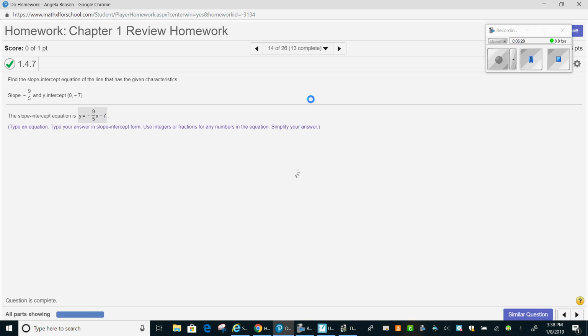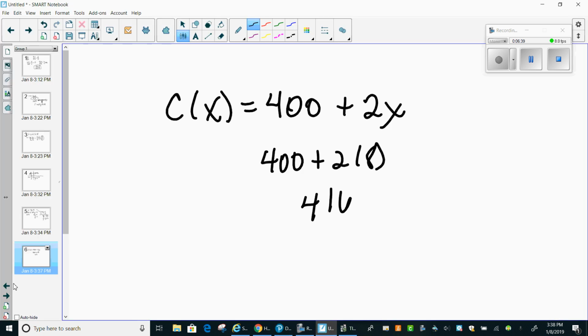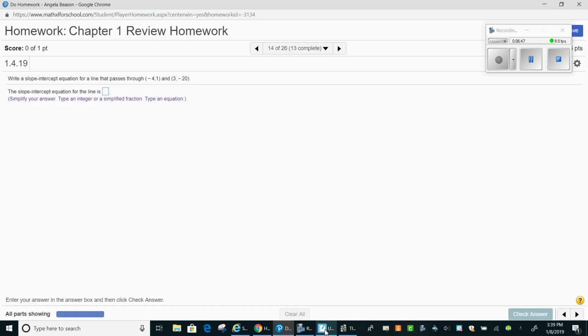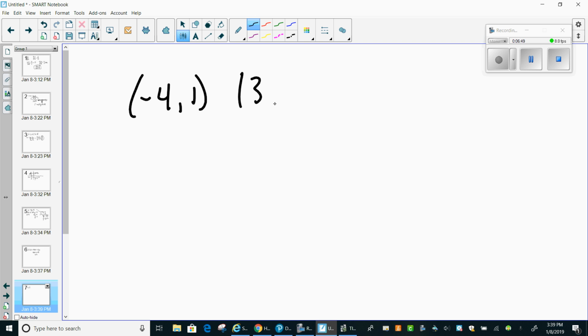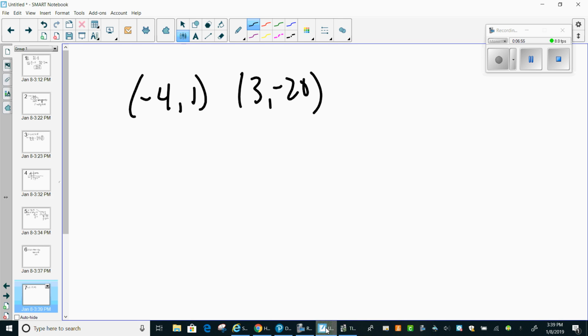All right, number 14. This was a little bit harder. They tell me the points that it goes through, but I've got to find the slope-intercept form of the line. So it's going through negative 4, 1. Let me come over here and get a piece of paper. Notice I'm not just doing these problems by guessing. I'm actually working them out. Negative 4, 1, and 3, negative 20. Make sure I got that right.